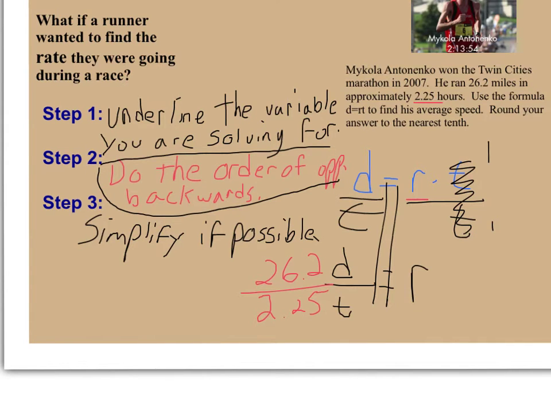Now I can divide. When I divide, I get 11.64 miles per hour. Now it says round to the nearest tenth, so what I'm going to do is get rid of this. So 11.6 miles per hour.